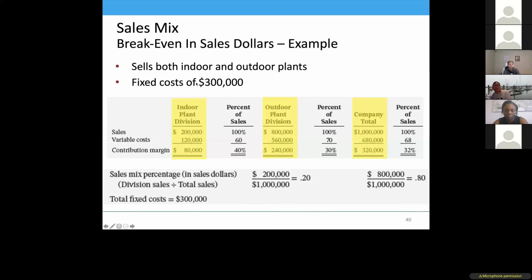And in this question, the total fixed cost is 300,000. That's given. So if you remember, how do we calculate break even in dollars of sales? What's the magic formula to calculate break even in dollars of sales?